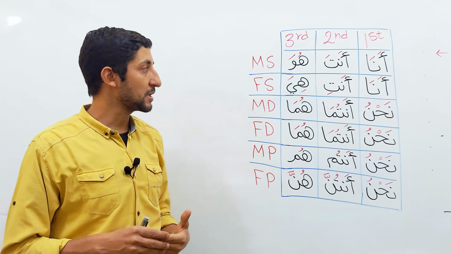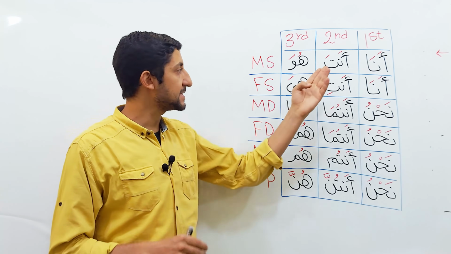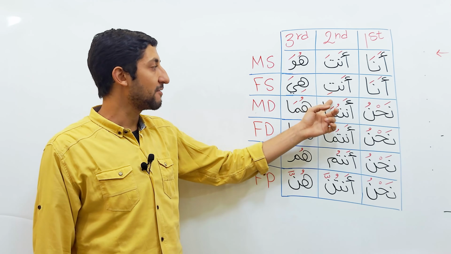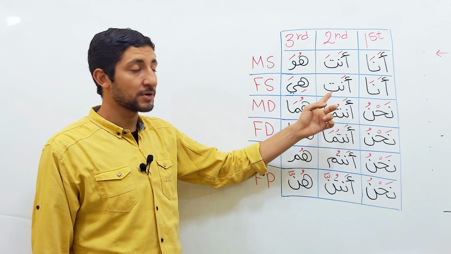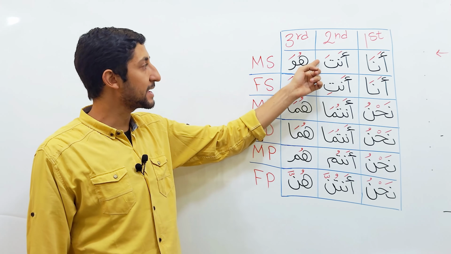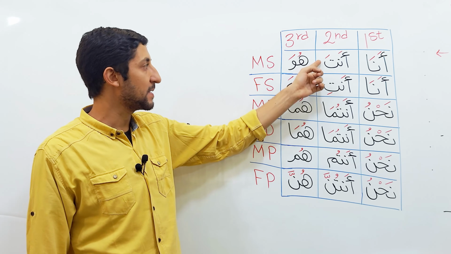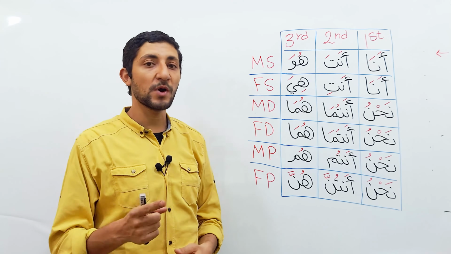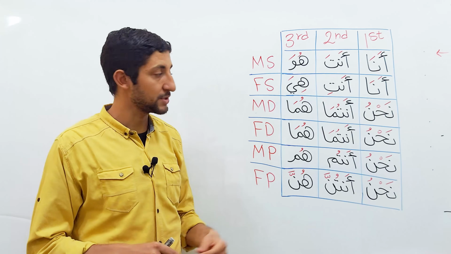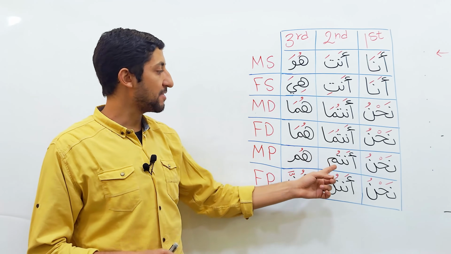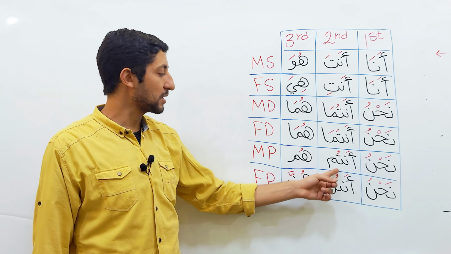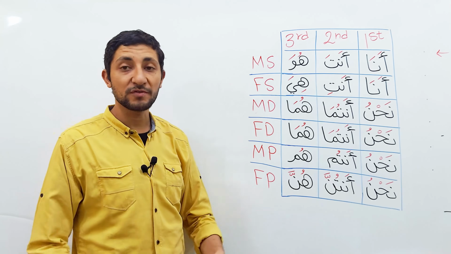Moving now to second person, we have أنت for masculine singular and أنتِ for feminine singular. The only difference is the vowel on the last letter ت: here فتحة and here كسرة. And for the dual, it's only one pronoun for both genders, أنتما. And then for the plural, we have two, أنتم for masculine plural and أنتن for feminine plural.